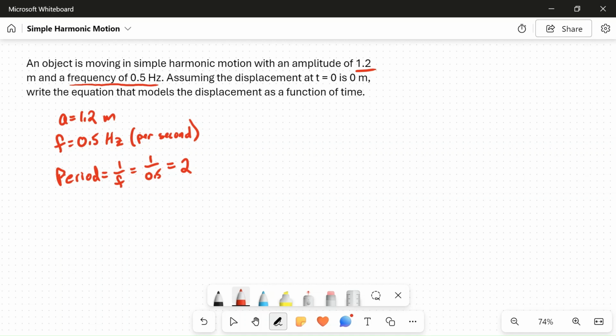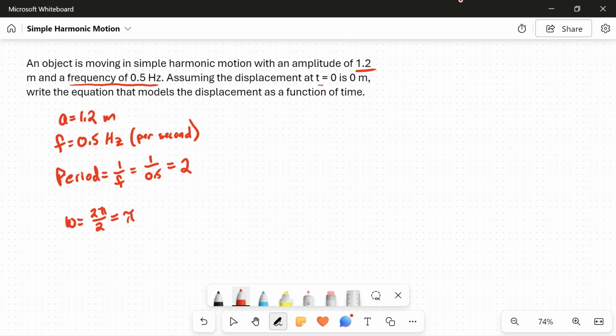So we know all the pieces that we need. We still need to find omega, don't we? So how do we find omega? Omega was 2 pi over the period, so 2 pi over 2, and so omega is just pi. Now we know everything that we need to write our equation.